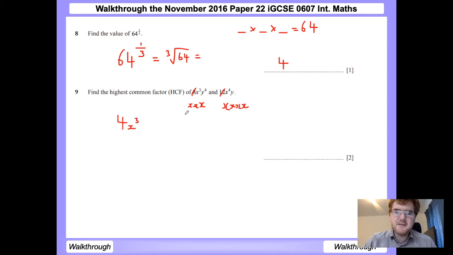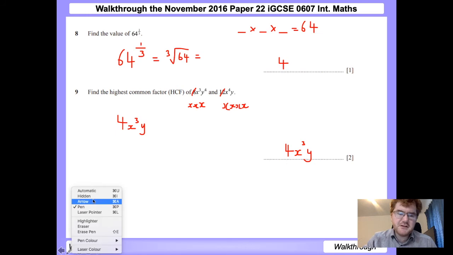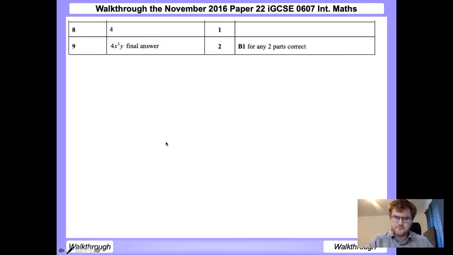We do the same thing for y. So how many y's do they have in common? Well, that's going to be a single y. So we can pop that in for our 2 marks. Again, 2 marks, we need to show some kind of working. So you can see that any 2 parts are correct. So say you got the x cubed right, but not the 4, but you got the y right, that's absolutely fine for 1 mark.